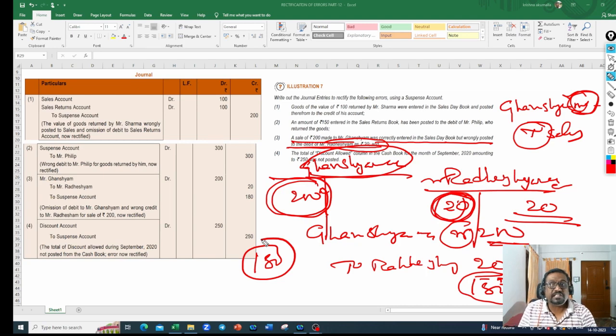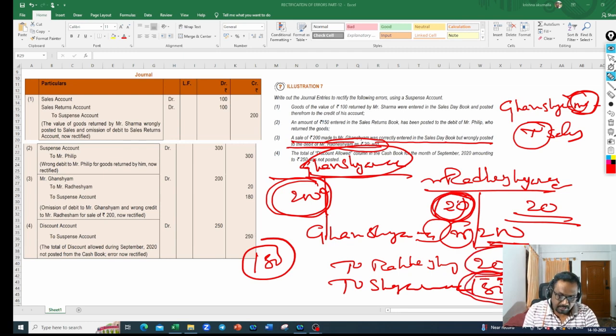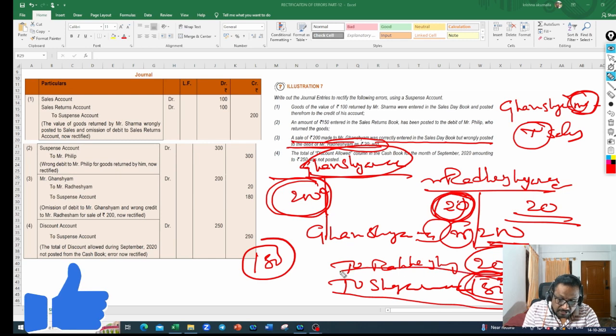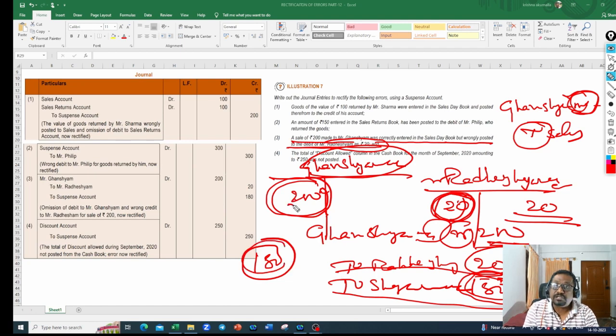So if I want to rectify that suspense account, what I'm supposed to do? The debit I have to rectify, right? So I have to credit. That is the reason why to suspense account I need to credit 180 rupees. Are you getting my point? So Ghanashyam account debit 200, Radheshyam credit 20 and suspense account credit 180. Credit shortage has come here in this entry. Why? Because I need to first understand what is the net shortage amount and where that net shortage amount was previously posted, and how to rectify that previously posted shortage. That is what I explained now.